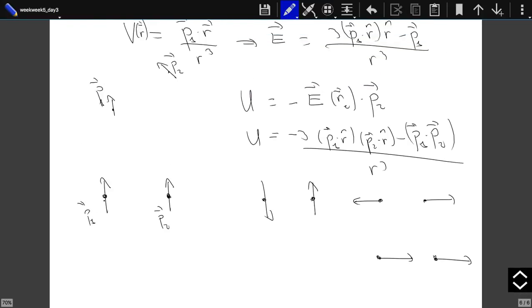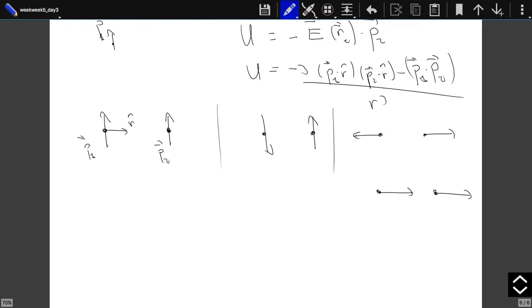Let's see. This is my r hat. What is P1 dot r hat in this configuration? The first configuration. We will be studying the energy of each one of these configurations, one by one.